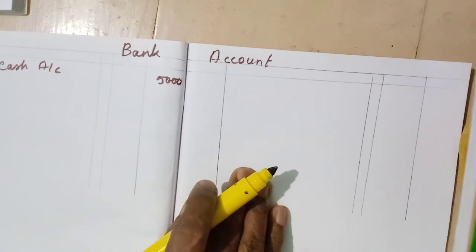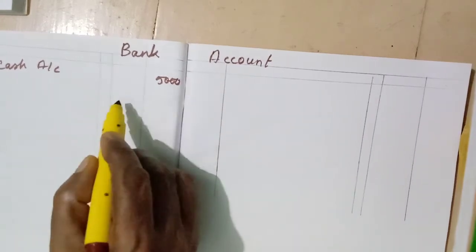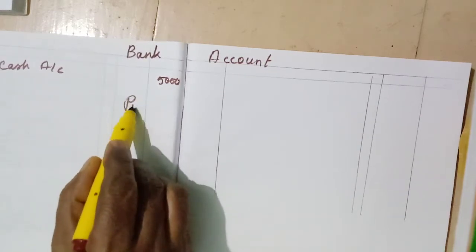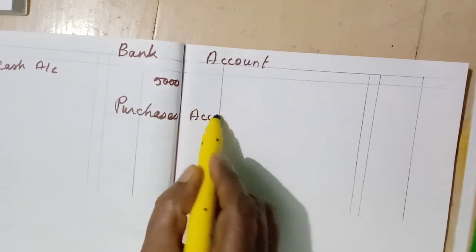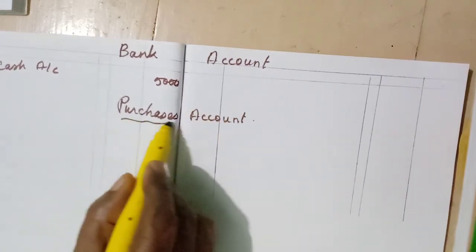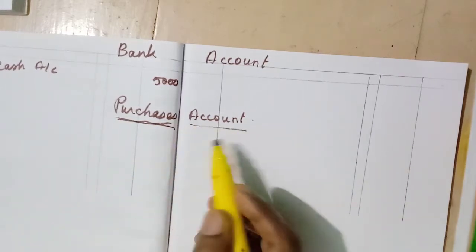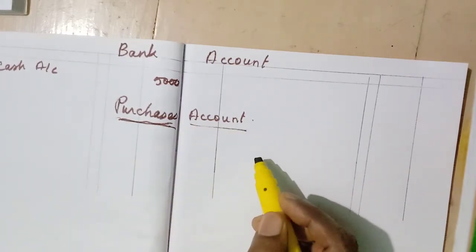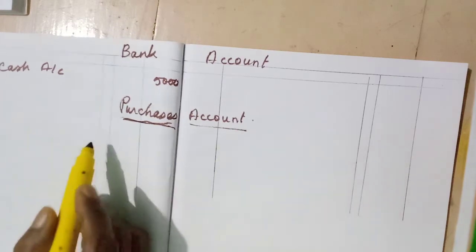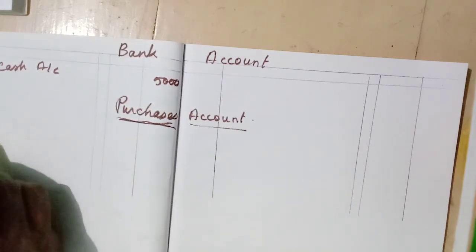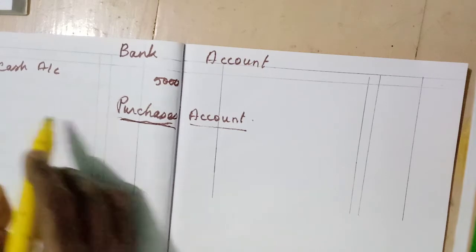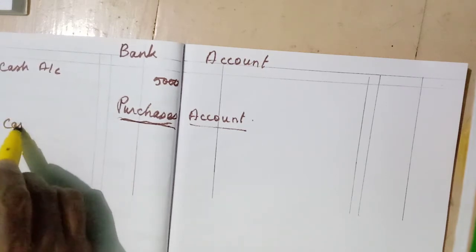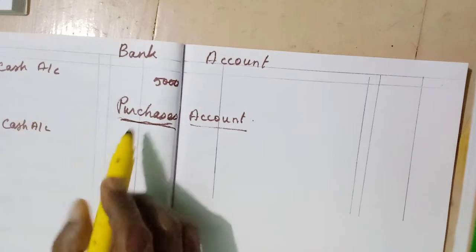Then bank over. Then purchases account. So purchases account. Don't draw like that. So what is the entry? Purchases account, debtor to cash. So credit, debit side we have to write, isn't it? Date 2016 January 7 to cash account 1000.